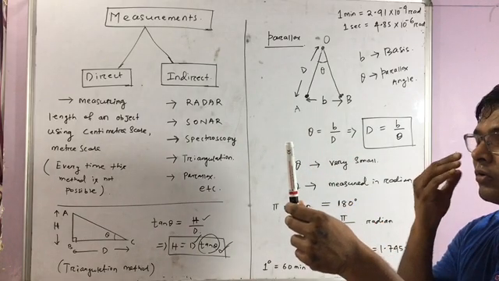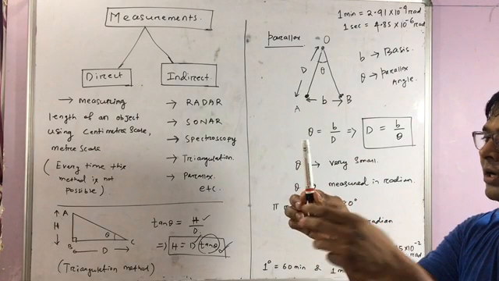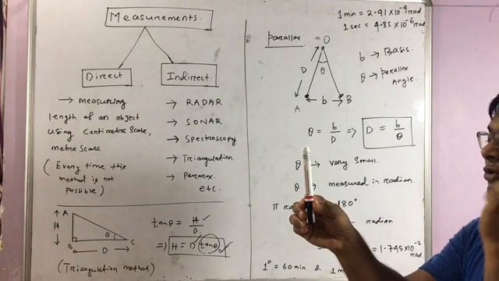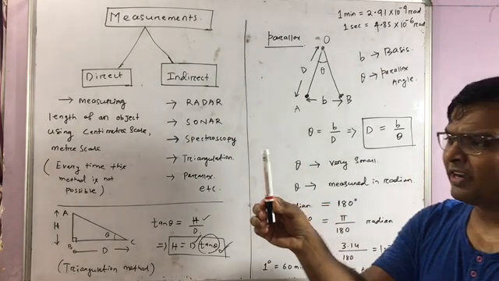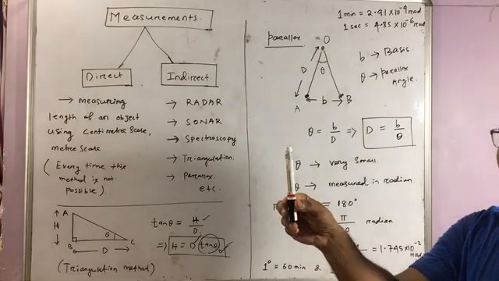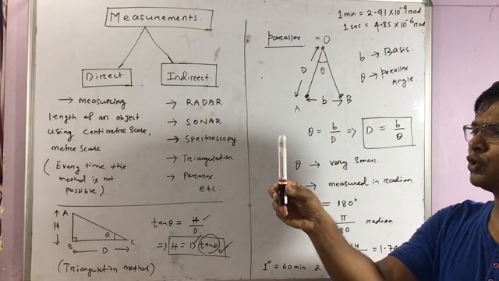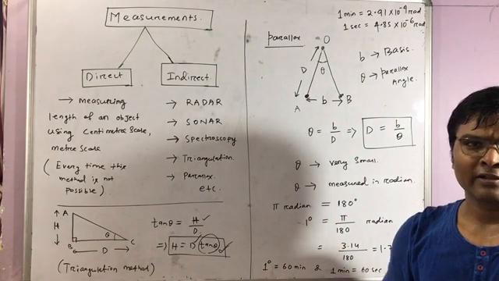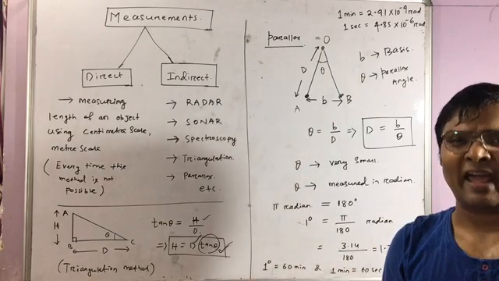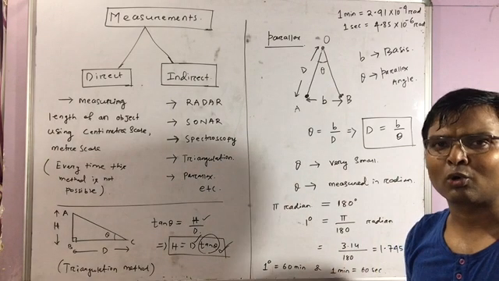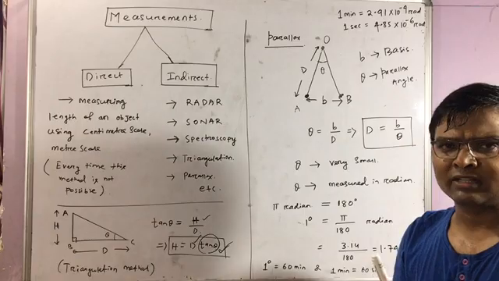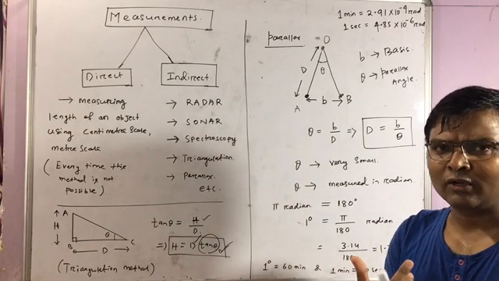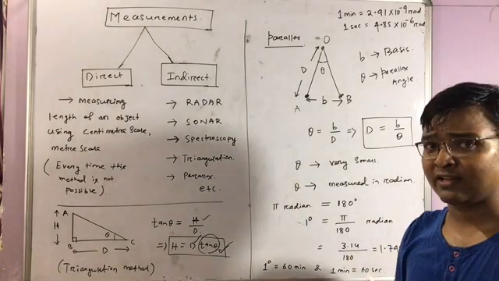Now open this eye and close this one. You do it 2 to 3 times. You repeat this 2 to 3 times. You will find there is a shifting in the position of your marker. Clear? This is called your parallax. This phenomenon is called parallax. By using this method, we can calculate some very large distances.